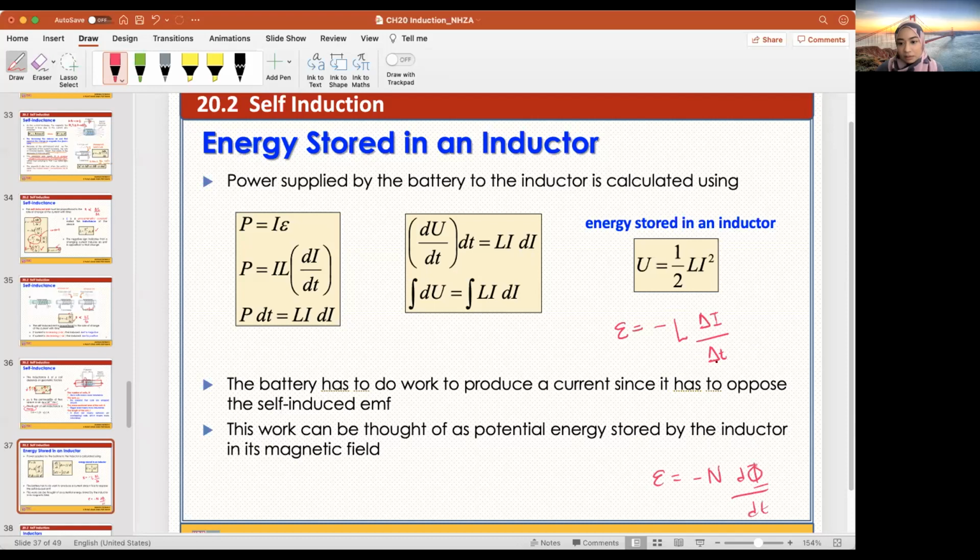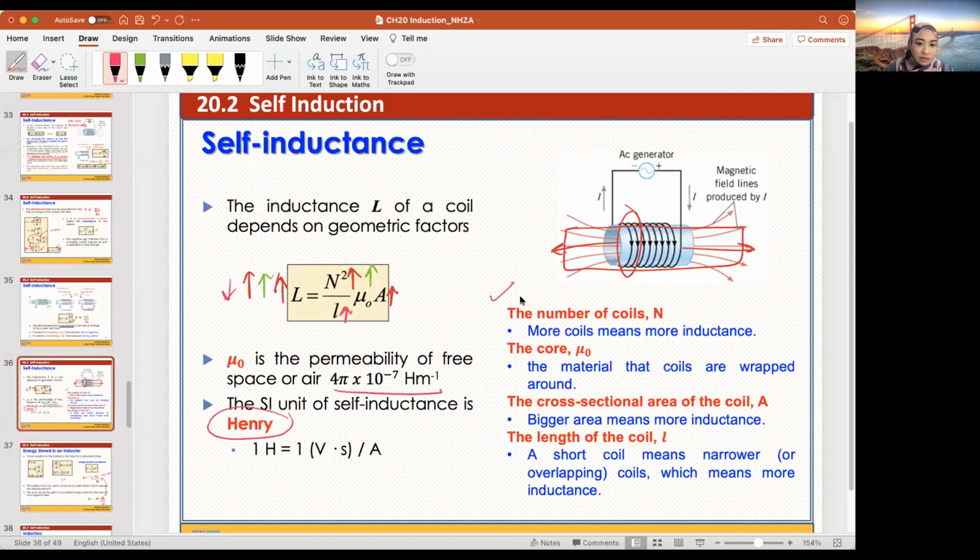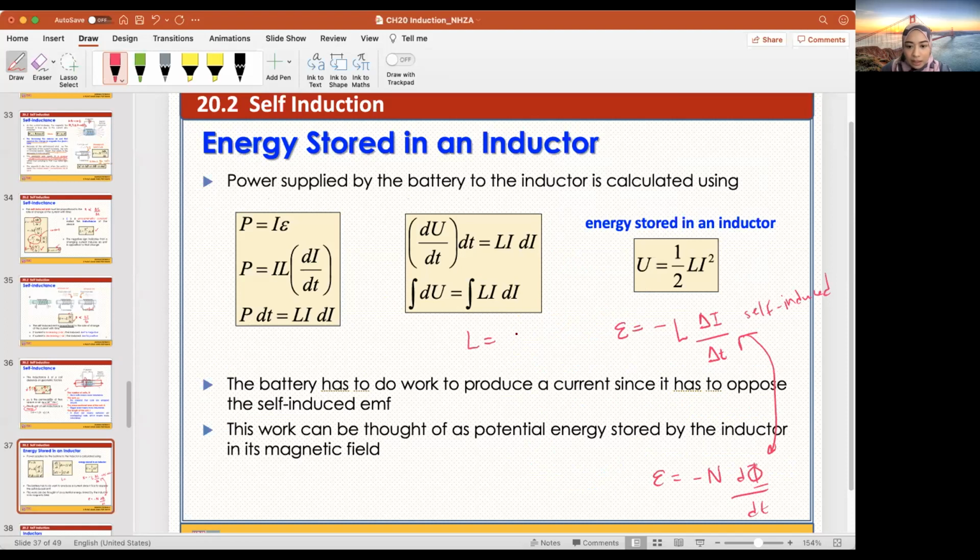But basically, they will work either way because they are the same thing. Okay, but this guy is specific to self-induced EMF because self-induced EMF is for an inductor. Okay, and then we talked about L, which is a bunch of parameters: N squared mu naught A over L. Okay, so that is your inductor. So these are the two equations that we talked about.